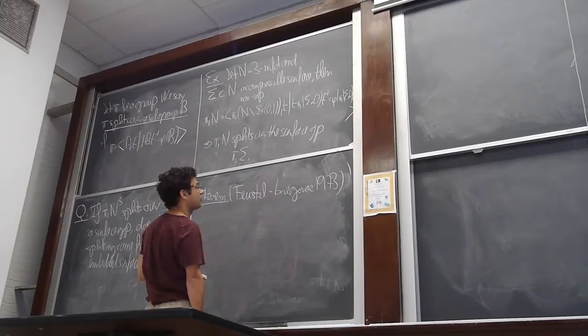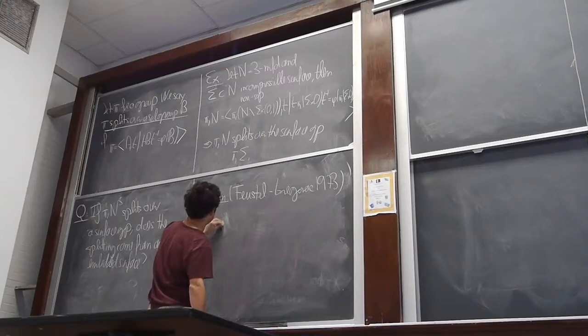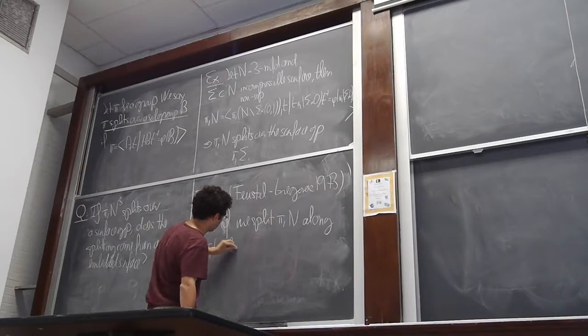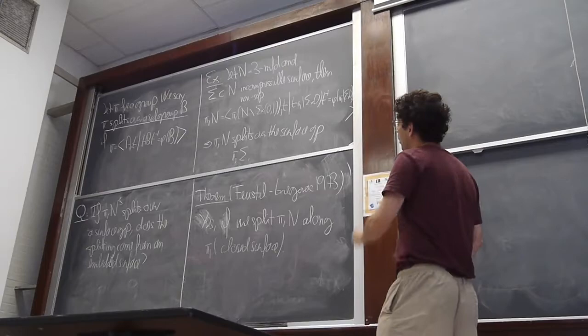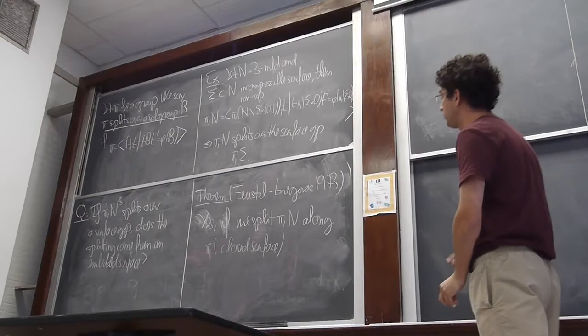So what happens, yes, if we split pi 1 of N along pi 1 of a closed surface. If you have any splitting of your fundamental group along the fundamental group of a closed surface, then that splitting can actually be realized topologically.